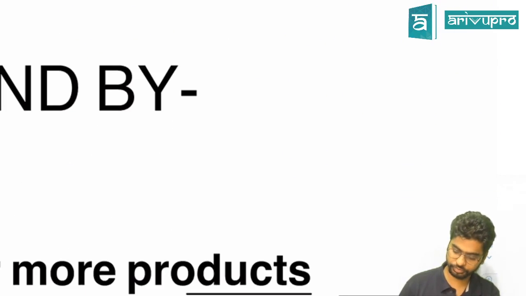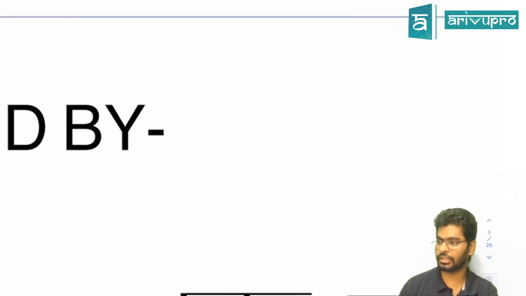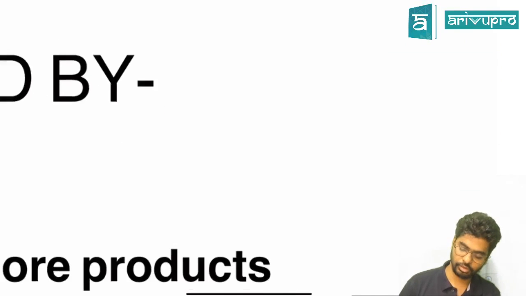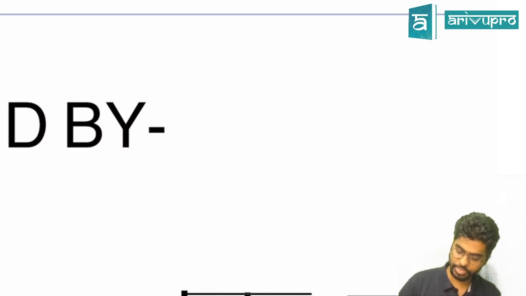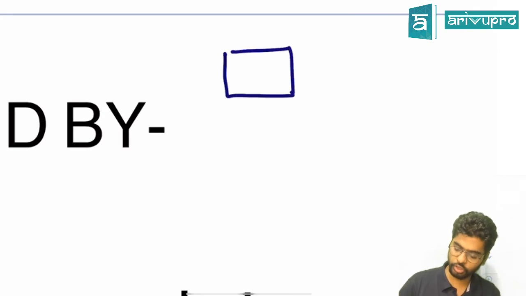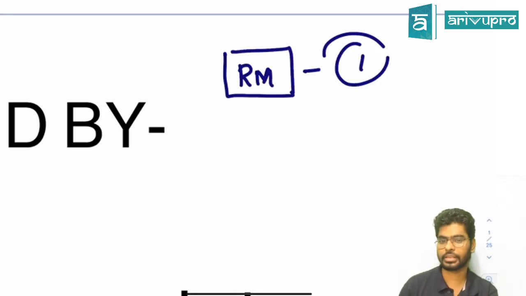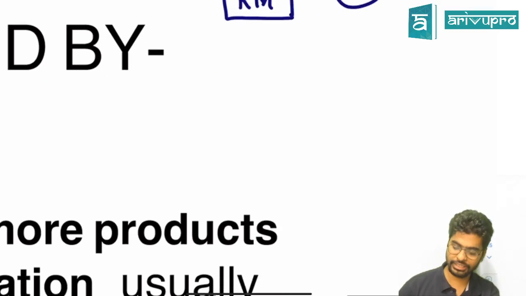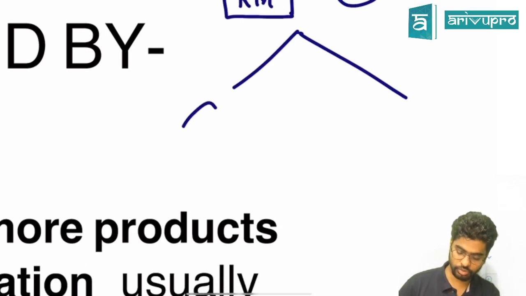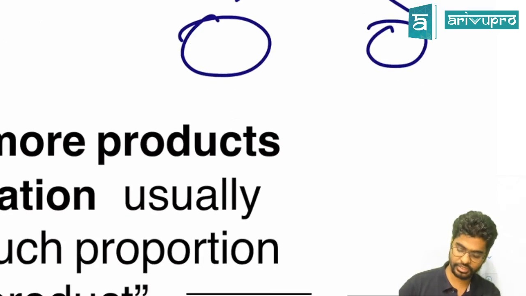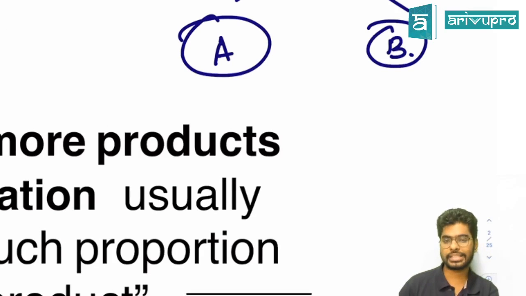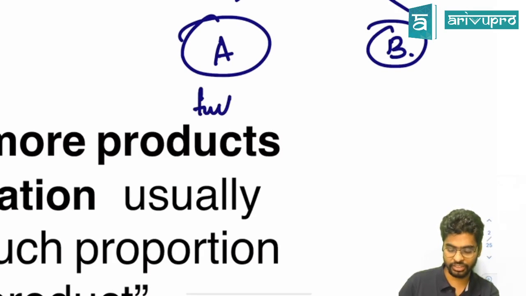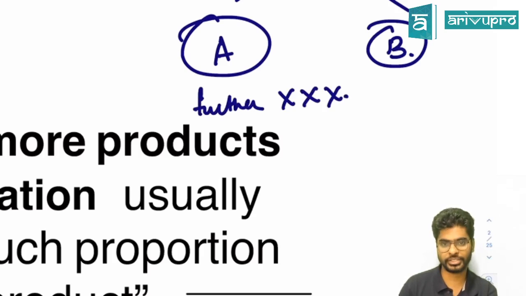Now, what will we be learning in this particular chapter? In both cases my raw material is the same. This same raw material will get split into two products, let's say product A and product B. Sometimes this might require further processing or it might not.